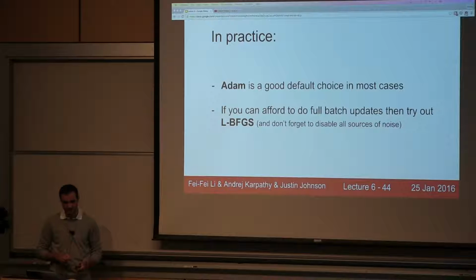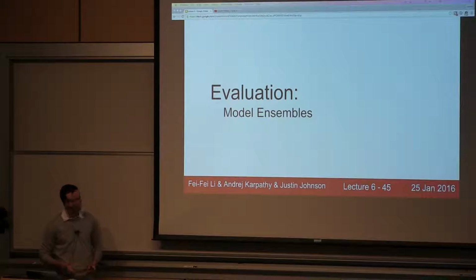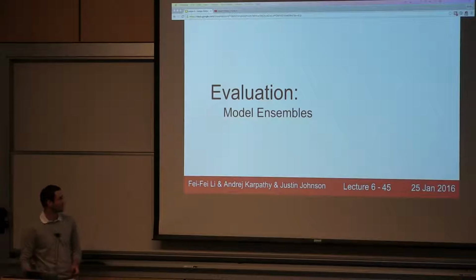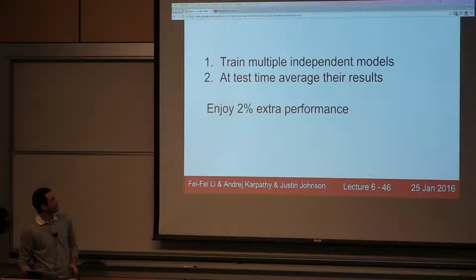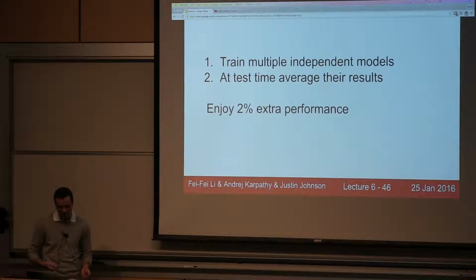All right, cool. So we're going to go into model ensembles. I'd just like to talk about it very briefly because it's quite simple. Turns out that if you train multiple independent models on your training data instead of just a single one, and then you average their results at test time, you always get 2% extra performance. This is not really a theoretical result. It's kind of an empirical result, but in practice this is a good thing to do. It almost always works better.